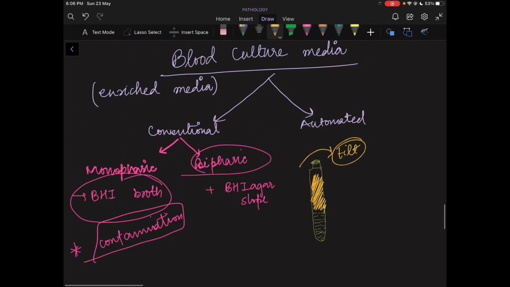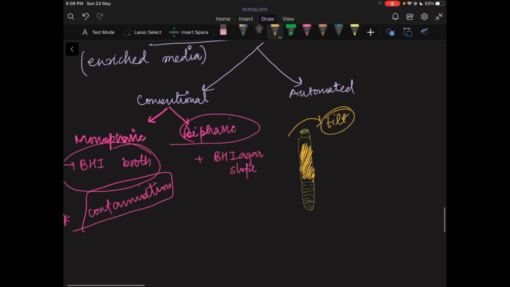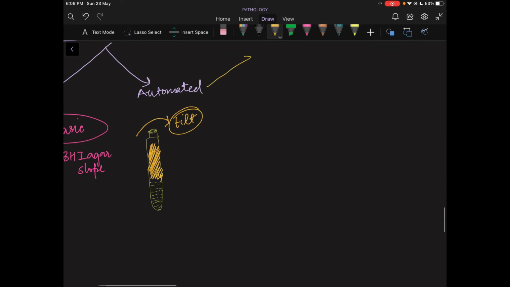Then coming to the automated systems. Now people ask, what are the automated systems and why are they useful? Because they will continuously monitor every 10 minutes, which is not humanly possible, right? And it will also reduce your time.